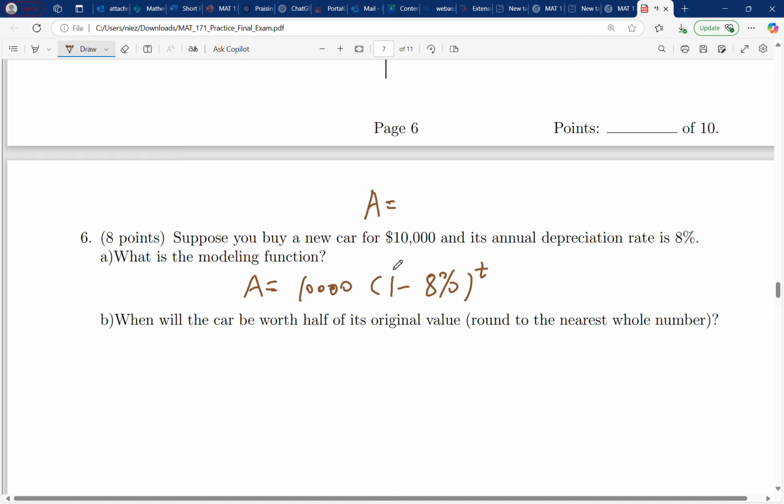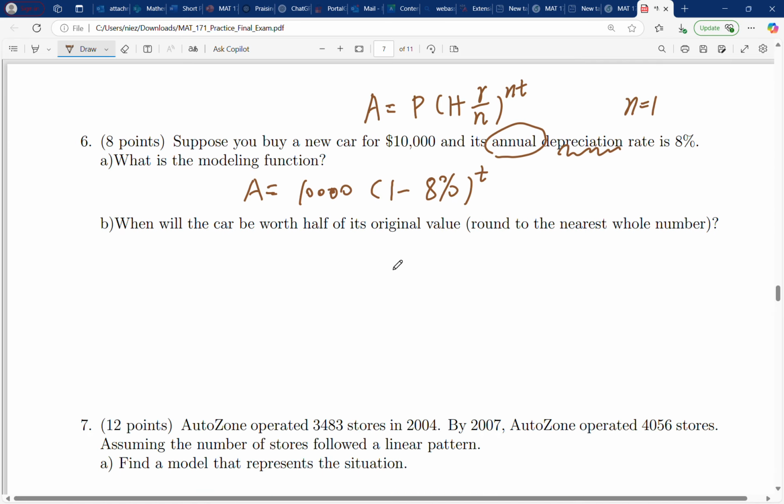This one you are using this formula, compounding n times per year. So A equals P times (1 plus r over n) to the nt, right? But here n equals 1 since it is annual. And for the depreciation, that's why you put a negative sign, all right? Depreciation. And this one, when it was half of the original price, you're going to let A equal to 5,000.